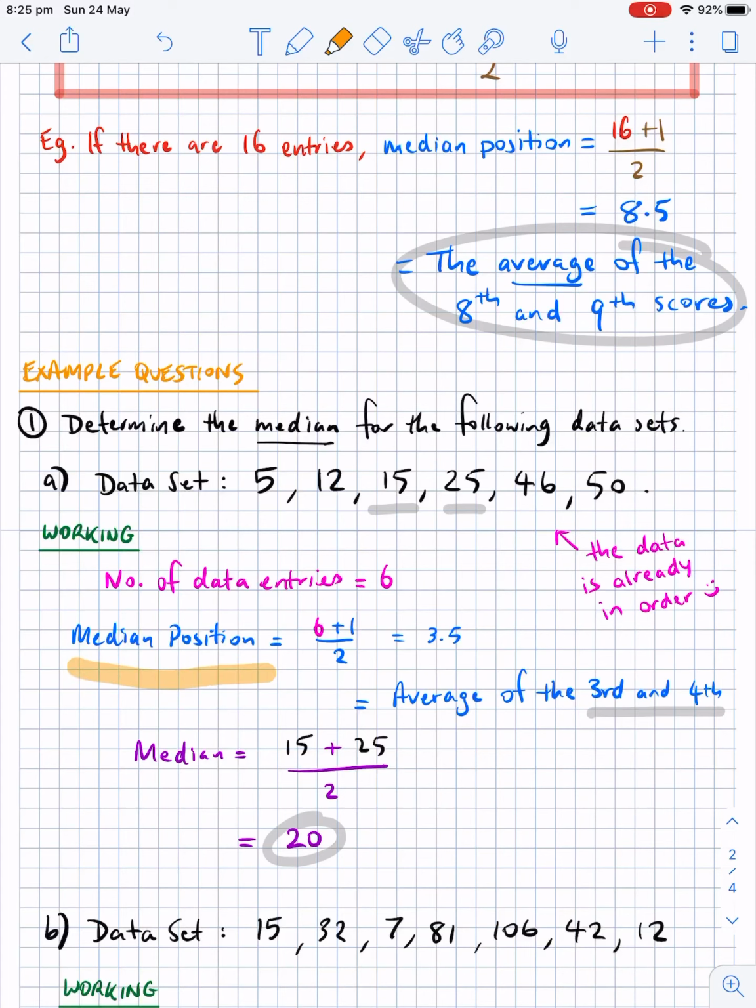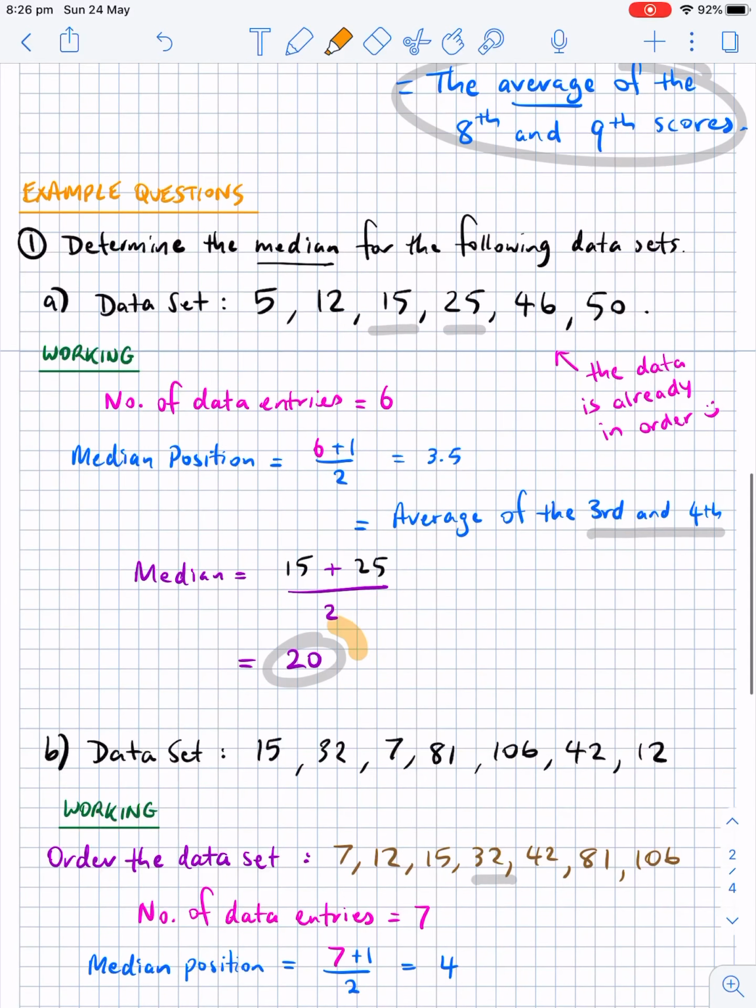To find out the median position, we add 1 to the number of entries, 6. Divide by 2, that gives us 3.5. That is the average of the 3rd and the 4th scores, because it's in between 3 and 4. So you take the average of the 3rd and 4th. If we count along, 1, 2, 3, and the 4th one's there as well. So the average of 15 and 25 is going to be your median. We add 15 and 25 together, divide by 2, because we're dealing with 2 scores here to find the average, and our median is going to be 20. So it's just the average of the 3rd and the 4th scores, done.